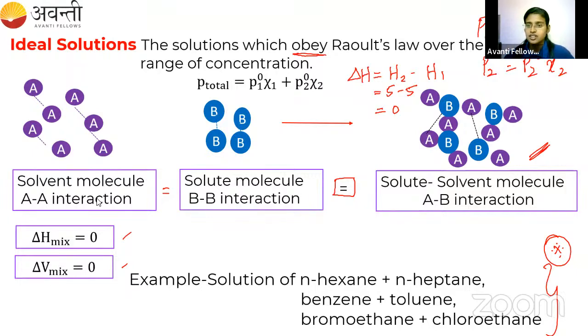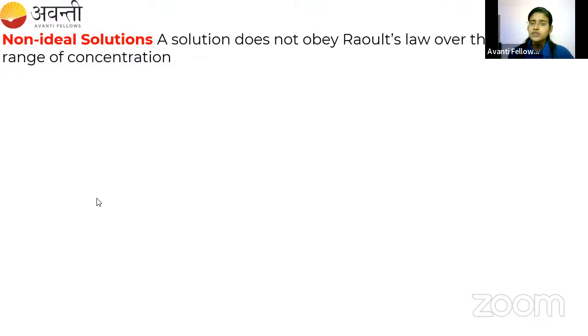No. Okay, fine. Now let's go for non-ideal solution. The solution which does not obey Raoult's law over the entire range of concentration is called a non-ideal solution. Here the total pressure will not be equal to P1 naught into X1 plus P2 naught into X2.